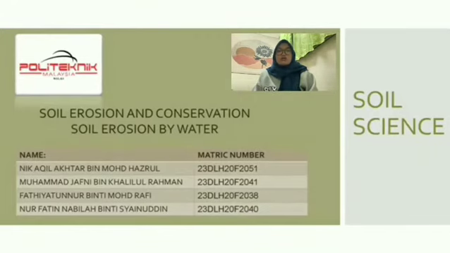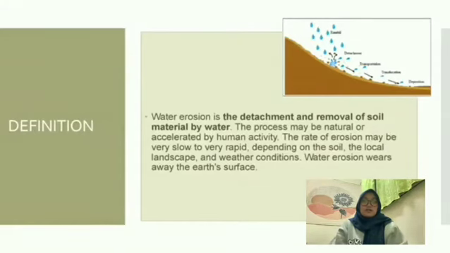So, our group will be presenting soil erosion by water. As you can see, the definition of water erosion is the detachment and removal of soil material by water. The process may be natural or accelerated by human activity. The rate of erosion may be very slow to very rapid, depending on the soil, the local landscape, and the weather condition. Water erosion wears away the Earth's surface.